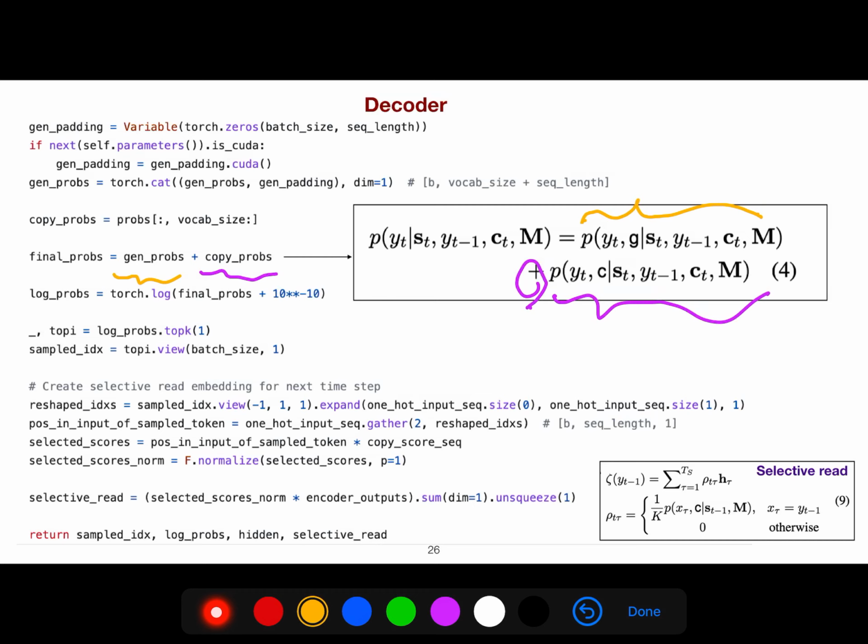And finally, we get the top K1. It's greedy, and what else is important? So everything from here, we are just using selective read that I explained. We are implementing this in this part.